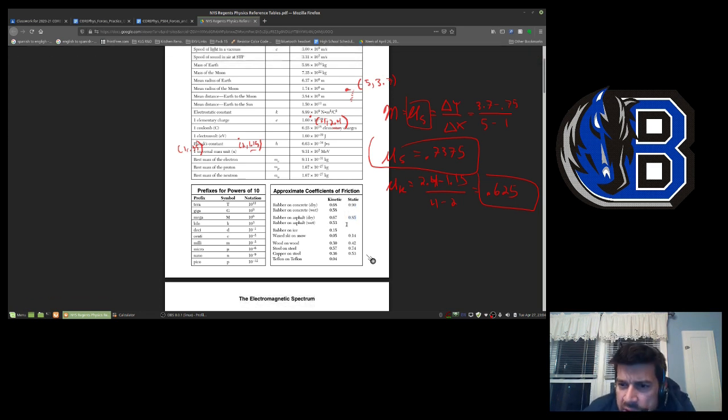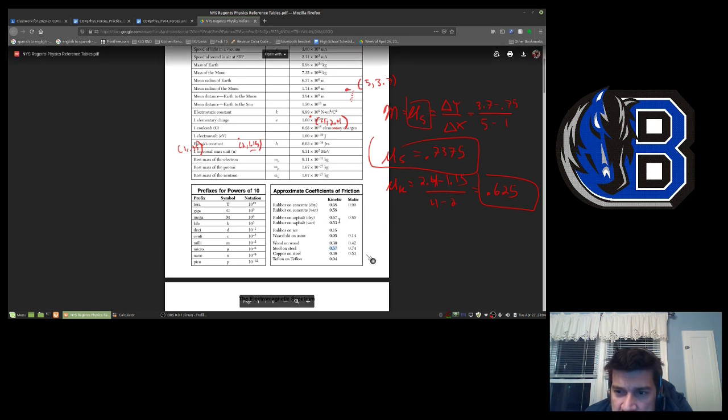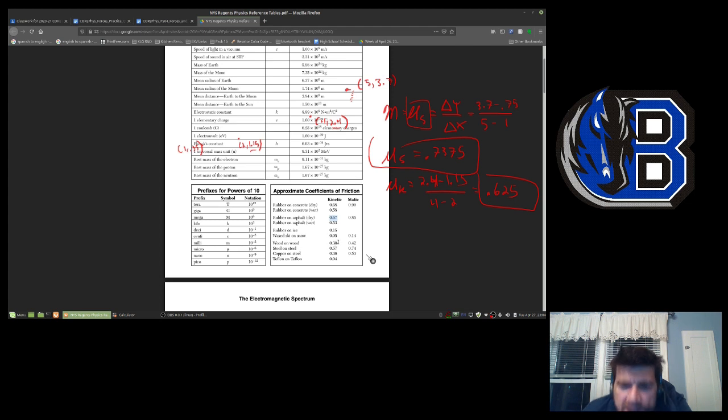Alright, so the static for steel is 0.74. That's pretty close. The nearest other thing is rubber on asphalt, which is a little higher. For kinetic, steel is 0.57. That's a little lower than what I found. Rubber on asphalt is closer there. And then obviously, it depends on how well you read off the dots.